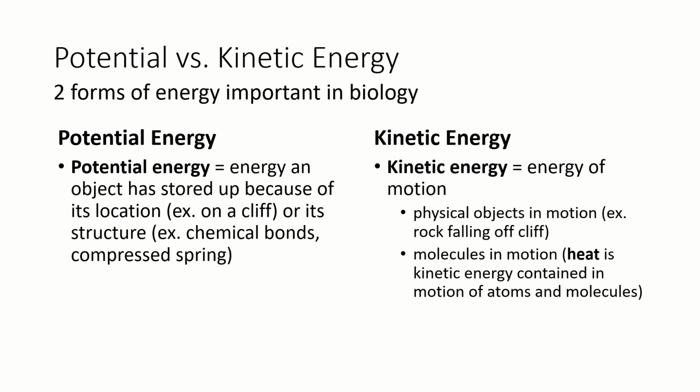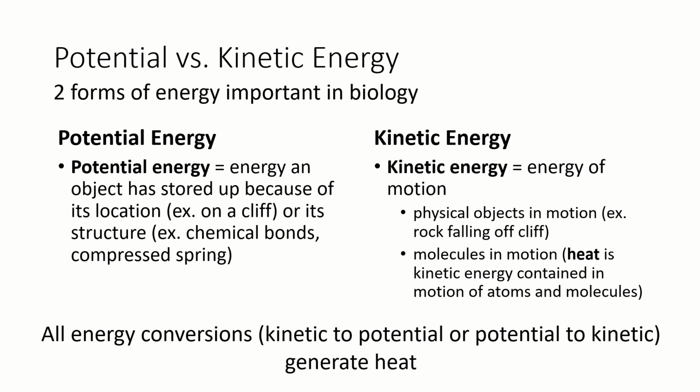Kinetic energy, on the other hand, is the energy of things in motion. So a rock falling off a cliff has energy because it is in motion. That motion is its own form of energy. Molecules in motion have energy. And the movement of particles down a concentration gradient is a form of kinetic energy. So inside cells, we're going to see potential energy be transformed into kinetic energy when things are allowed to move down an established concentration gradient. We'll talk more about that as we go through the semester.